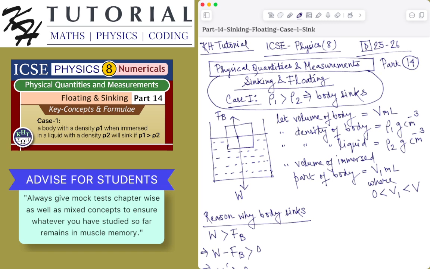Now, as we can see, based on Archimedes Principle, there is a force acting vertically. The weight of the body W is acting vertically downwards, and the buoyant force Fb is acting vertically upwards on the body. Now, whether the body will sink or float will depend entirely on the relative values of W and Fb. That is, whether Fb is greater than W or equal to W or less than W.